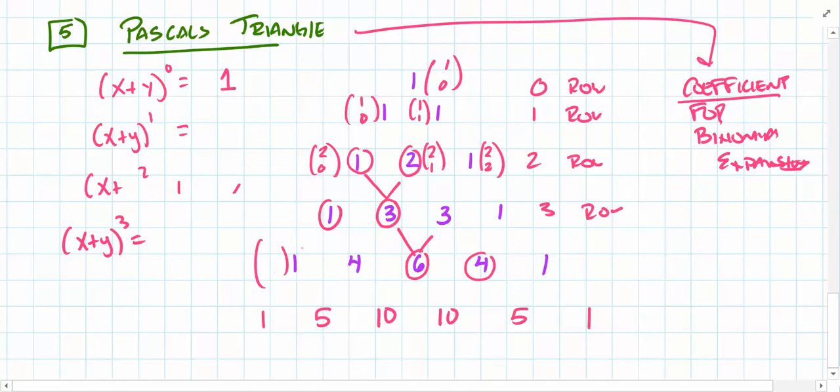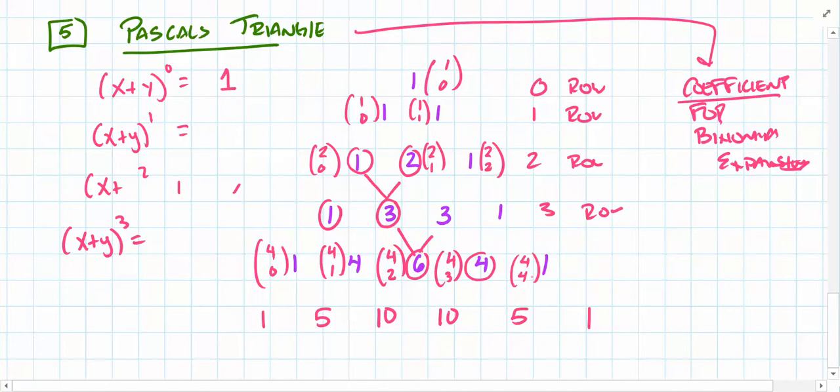For this one down here, this would be the third row, this would be the fourth row. So this would be 4 choose 0 as a value of 1. Okay? 4 choose 1 is a value of 4. 4 choose 2 is a value of 6. 4 choose 3 is a value of 4. And 4 choose 4 gives us back that value of 1.